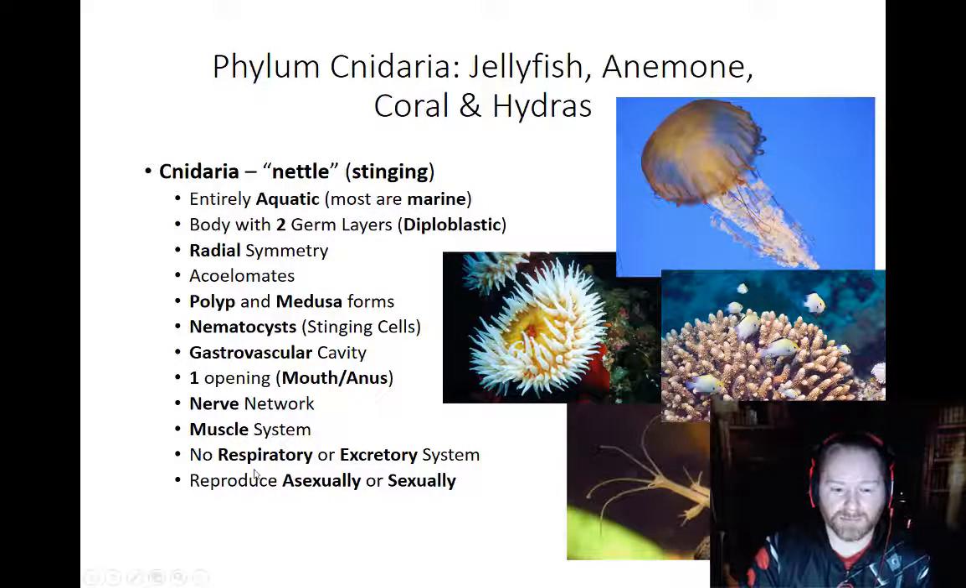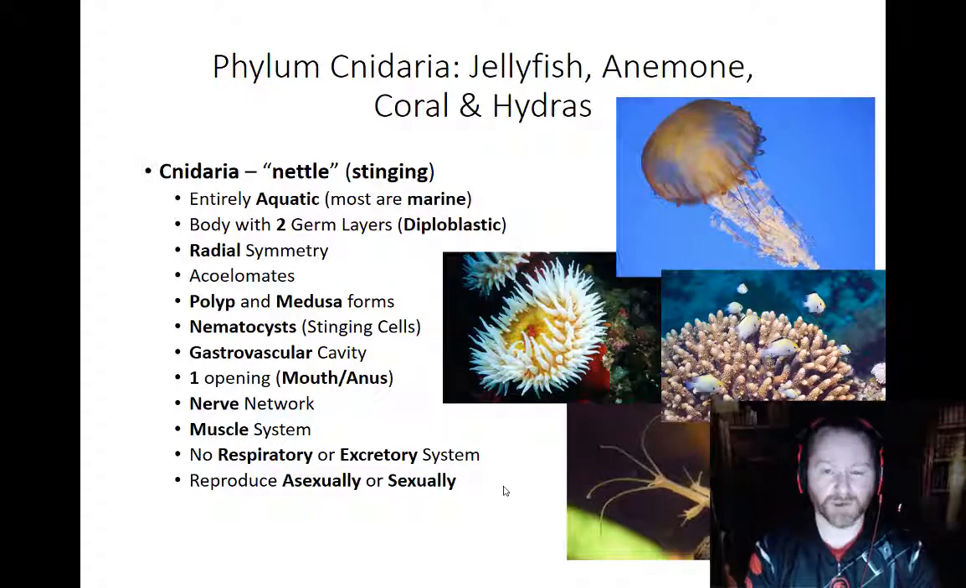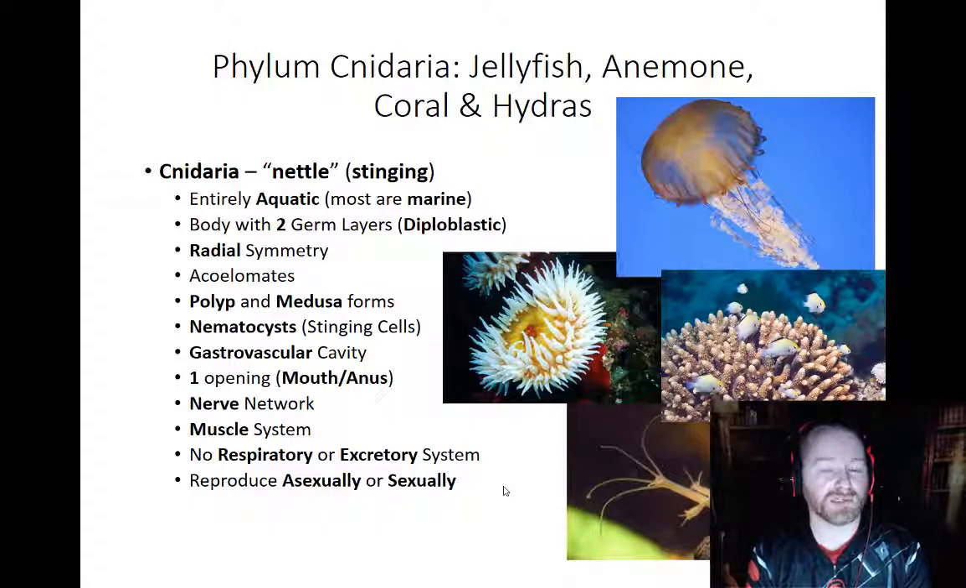As far as respiration and getting rid of waste, they simply rely on diffusion. So each cell is responsible for its own respiration and excretion. Each cell will take in oxygen and nutrients on its own, and then through simple diffusion it will get rid of waste products like nitrates and other types of cellular waste. So no systems for that yet. And like we see with most simple animals, the reproduction could be either sexual or asexual, and in some cases both.